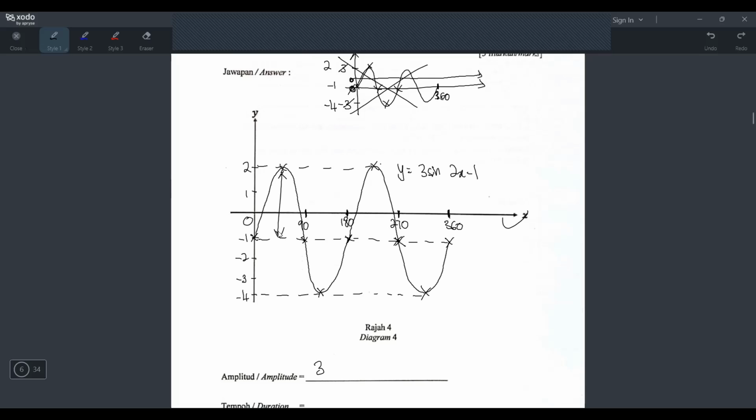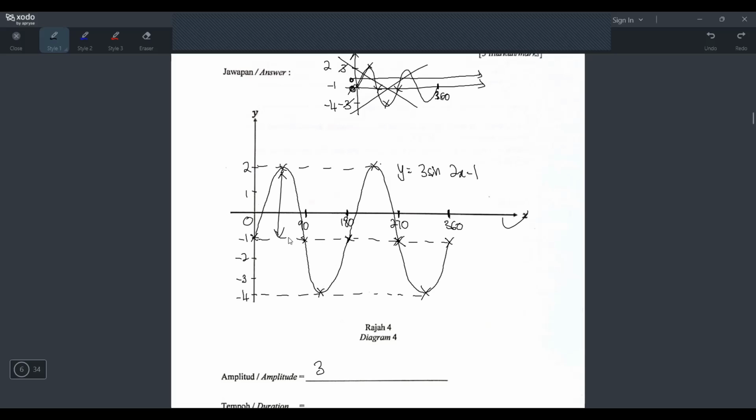That's why the amplitude is 3. Or you can also say the distance from here to here. So how many units? Here there are 2 units, 1, 2. So 2 units, and then here 1 more unit. Don't look at the negative. We just look at how many boxes, how many units. So 3 units, that's the amplitude. Here also you will get 3 units, right?